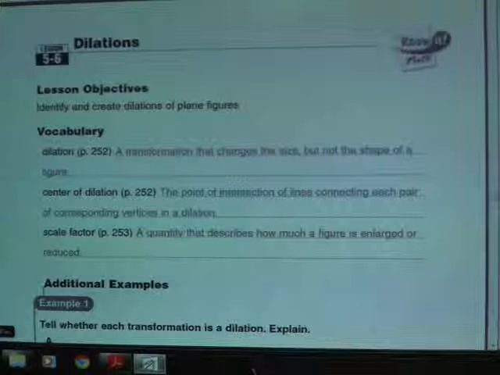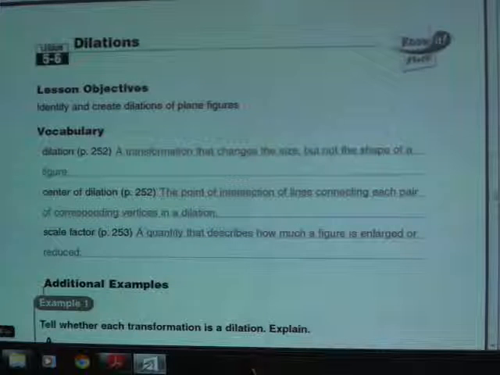This is a video presentation of Chapter 5, Section 6 in the 8th grade textbook entitled Dilations. Dilations are when we take and shrink and enlarge a figure.